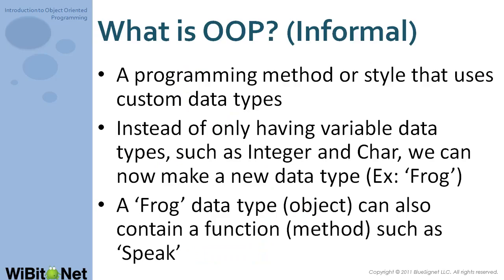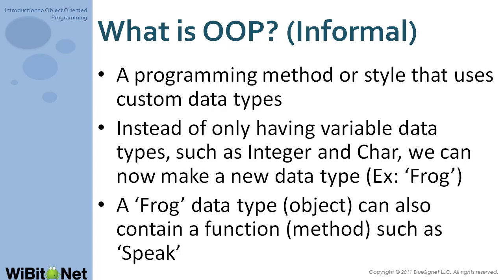What is object-oriented programming? In the most basic sense, it's a programming method or a style of programming that is driven on custom data types. So we've seen our own typedef before in C, and we've seen it when we define a structure or a union. We kind of make our own data type, but we're really going to explode on that idea and really blow it up.